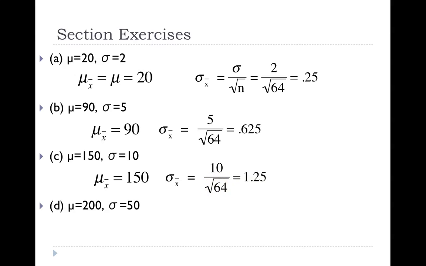And the last part, mu equal 200 and sigma equal 50, so mu sub x bar, or the mean of the sampling distribution, is 200, and standard error is 50 divided by the square root of 64, which is 6.25. Notice that each of these standard errors were calculated without the finite correction factor. So as I said, you will need to do finite correction factor on your homework, but not on anything past homework 12.